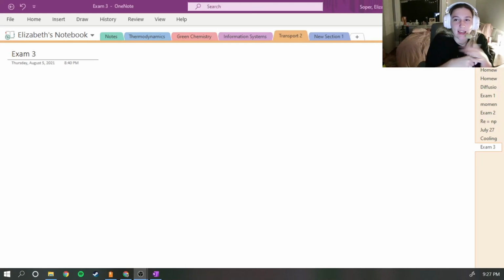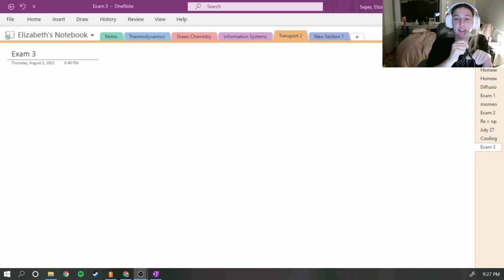Hello, I'm Liz, and I'm going to be doing exam 3 for Transport 2, and this is the first part, which is to explain the Lewis relation. So the Lewis relation is the relationship between the mass transfer coefficient and the heat transfer coefficient, and how that relates to the Lewis number.